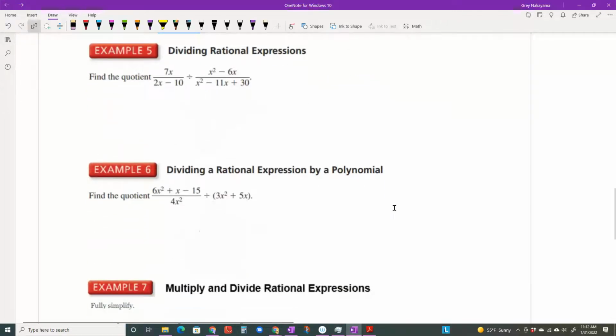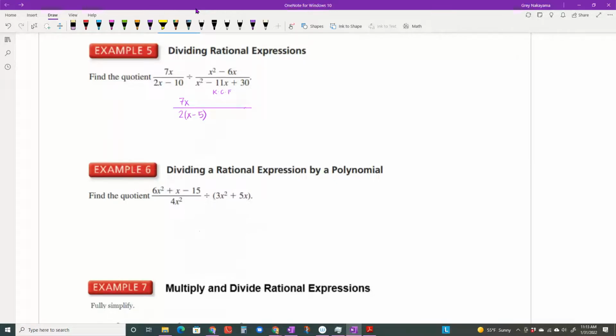All right, back to division. Just dividing two polynomials. Remember, we know that we've got to keep, change, flip because I have a division here. So when I do my factoring, anything on the top stays on the top. So if I start with this first rational expression, 7x is on the top. I have a common 2, which becomes x minus 5.